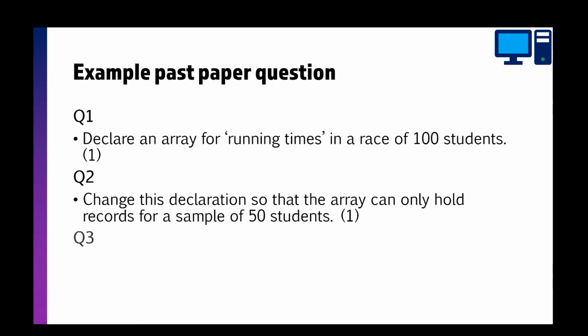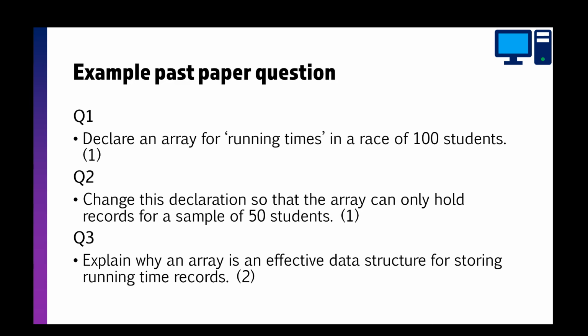So here's some example past paper questions. Now, these aren't all the particular ones you can get. These are just some that I've managed to find. So you might get told that you need to declare an array for running times in a race of 100 students. So you'd have to write down a line of pseudocode that would do that, probably linked to your pre-release material. You may get asked to change a declaration, so it can only hold records for a sample of 50 students instead of 100. So showing that you can create a variable and then change it to your needs. And then last question, explain why an array is an effective data structure for storing these running time records.